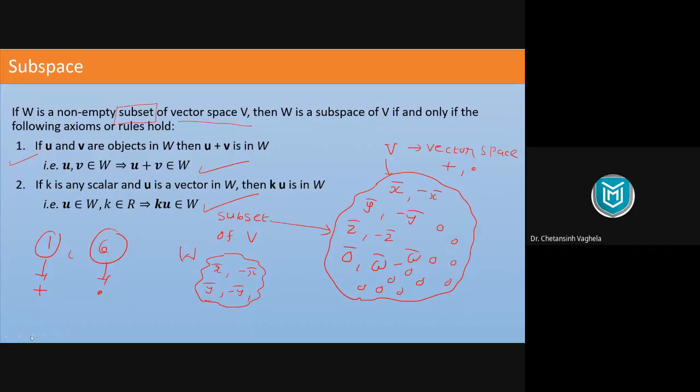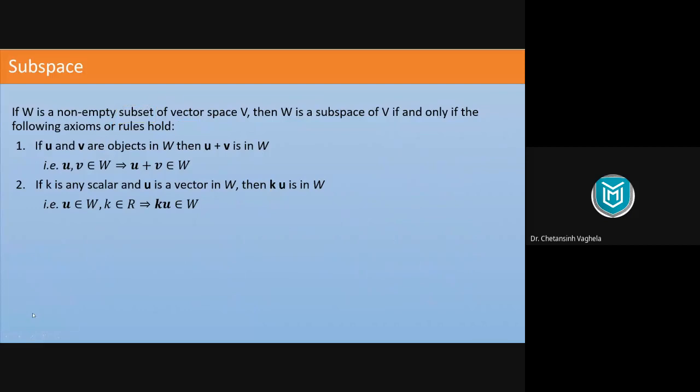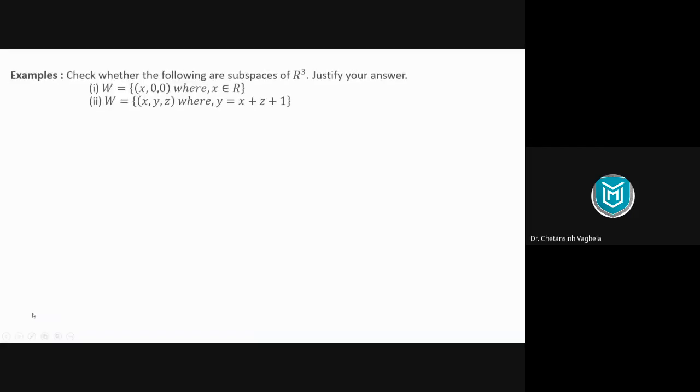Let's try to understand this by example, so it will be more clear. We have two subsets here for the vector space R3. Right? What is your vector space V here? It is R3. What is R3? Can anyone tell me? R3 is the set of three-dimensional vectors. That means your vectors will be of this form: x, y, z, where x, y, and z all belong to the set of real numbers. So this set is called R3.